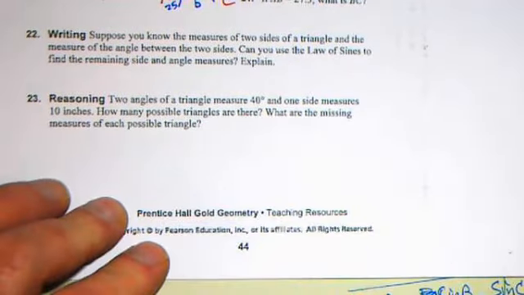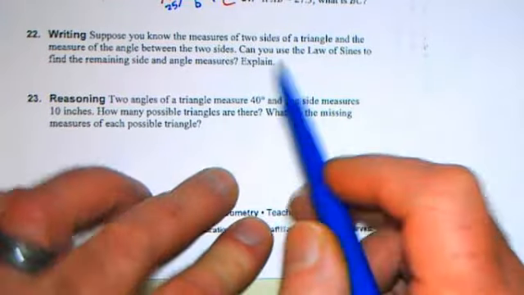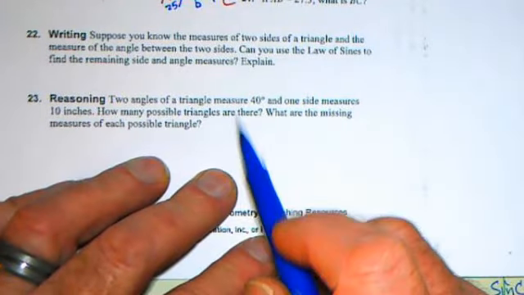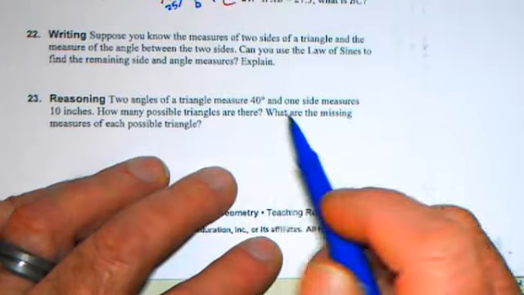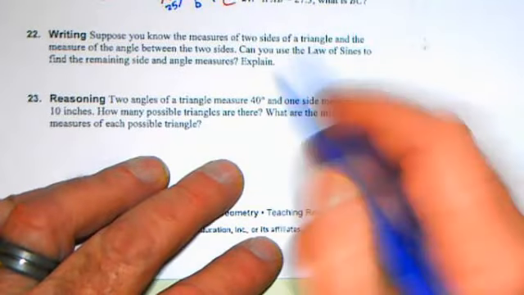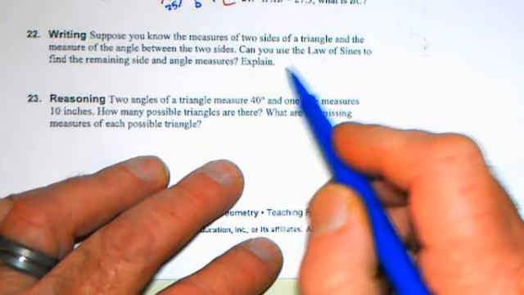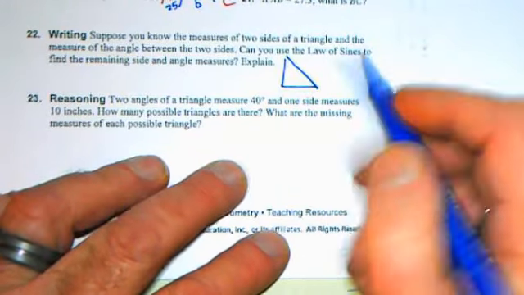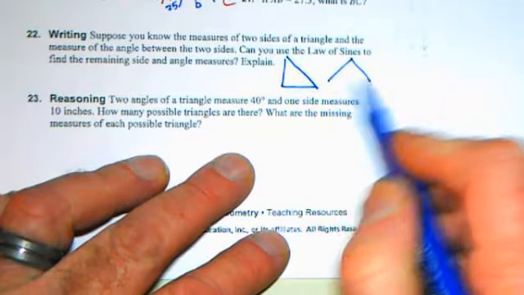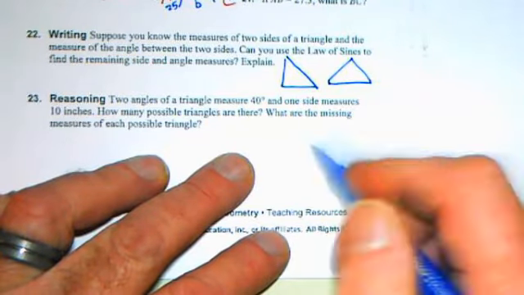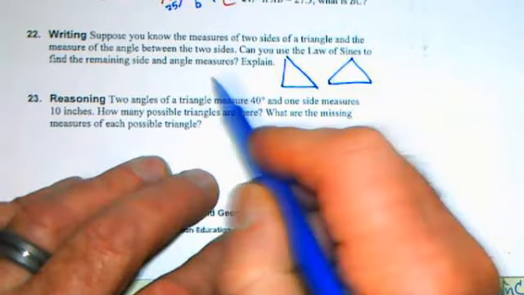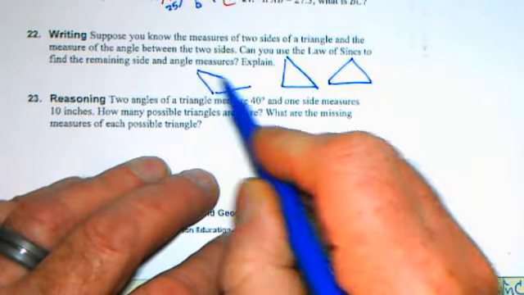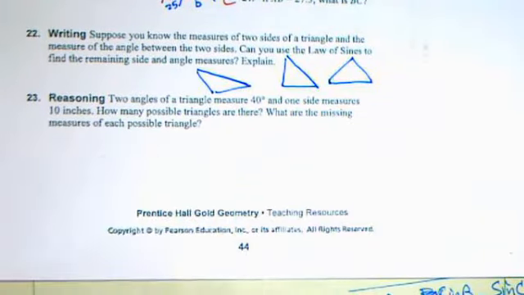Suppose you know the measures of two sides of a triangle and the measure of the angle between the two sides. Okay, so let's draw a couple of triangles. Let's draw a right triangle. And let's draw, it looks equilateral, but let's not call it equilateral, and let's draw an obtuse triangle. So we'll try like 3 different triangle cases here and see if we can find an anomaly or whatever.